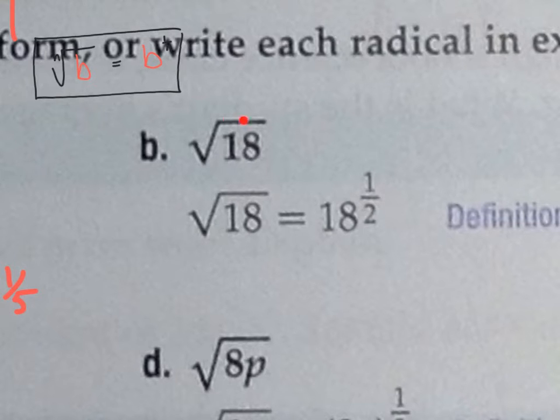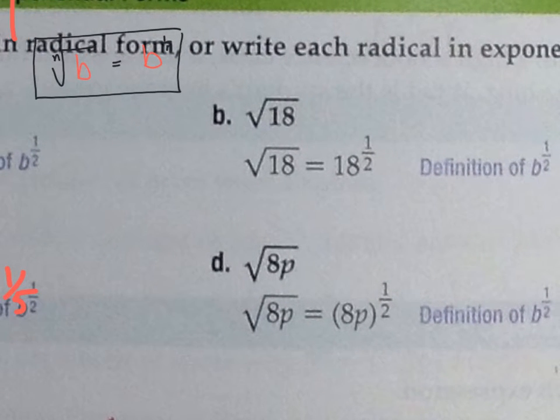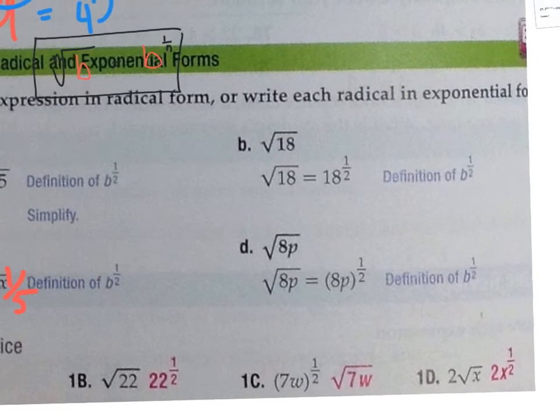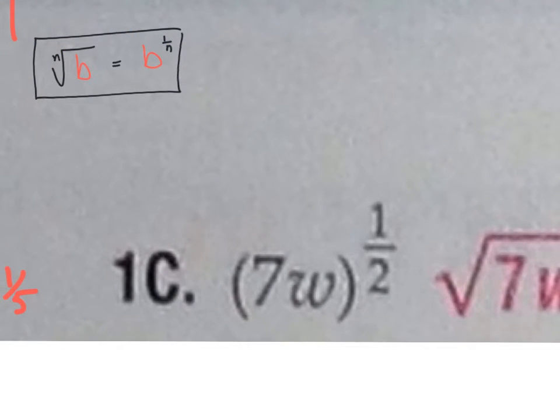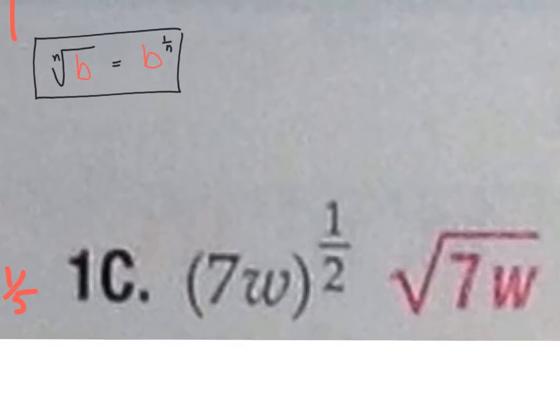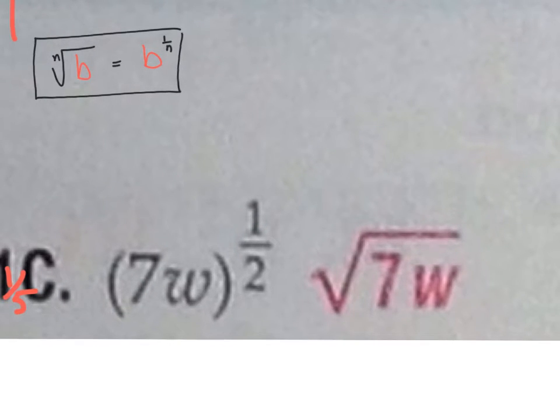But they do change it from the square root of 16 to 16 to the 1/2. And that's it. As you can see down here, the square root of 8p changes to 8p to the 1/2. Any square root is going to change to the power of 1/2 and backwards. Like on this one down here in the example, 7w in parentheses to the 1/2 power, that is the same thing as the square root of 7w.